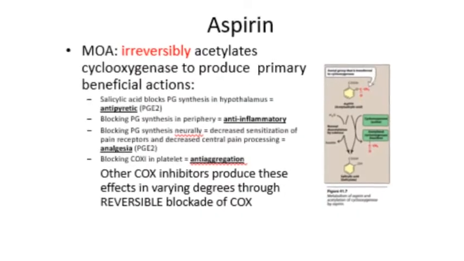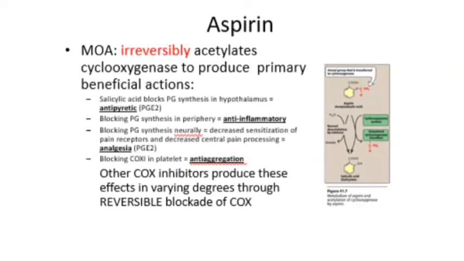Aspirin is unique in that it irreversibly acetylates cyclooxygenase 1 and 2 to produce primary beneficial actions. In the hypothalamus, we get anti-fever effects. In the periphery, we get reductions in inflammation. In neurons, we get decreased sensitization of our pain receptors and also decreased central pain processing to produce analgesia. Importantly, when we block COX-1 in the platelets, remember they have no nuclei, we decrease formation of thromboxane A2 to get an antiplatelet aggregatory effect.